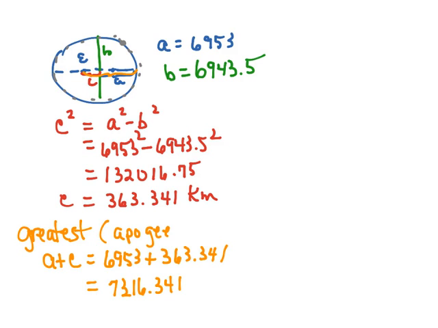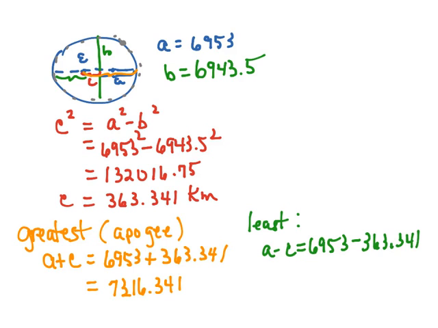And if we want to find our least distance, it would be this amount, which would be A minus C. So that would be 6,953 minus 363.341, which would give us 6,589.659 kilometers.